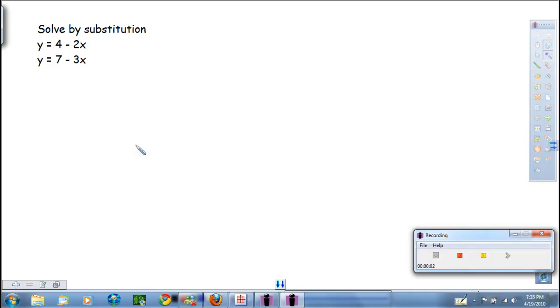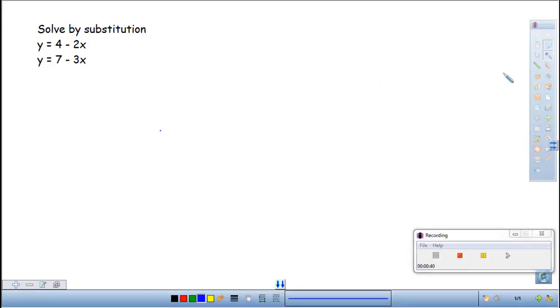We'll have two equations and we'll want to find out where these can be represented by graphs, so we want to find out where the two lines intersect, if indeed they do intersect at all. And we have three methods to find that point of intersection or to solve systems of equations. One method is by graphing, one is by substitution, and one is by what we call elimination. So we're going to start off with solving by substitution.